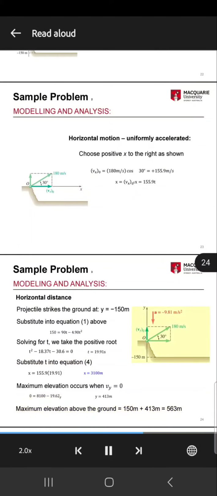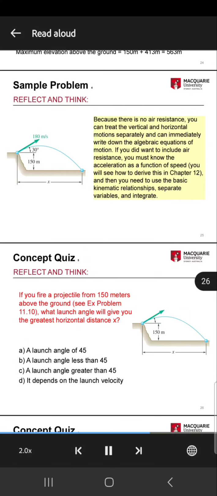Launch at 180 meters per second at an angle of 30 degrees from horizontal. The initial position is 150 meters above the bottom surface. Acceleration is 9.81 meters per second squared due to gravity. Sample problem 4. Because there's no air resistance, you can keep the vertical and horizontal motion separate and write down the rate equations of motion. If you do want to include air resistance, you must know the acceleration function. You then use the basic dynamic relationships, separate variables, and integrate.